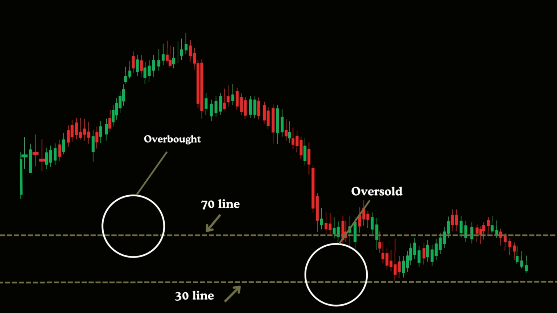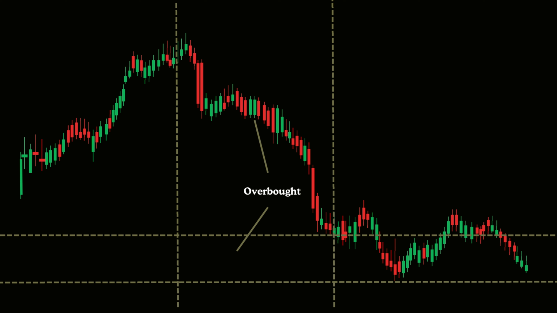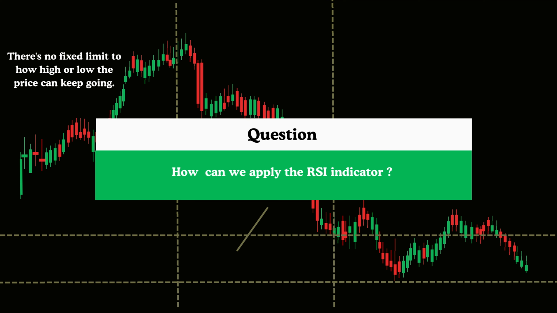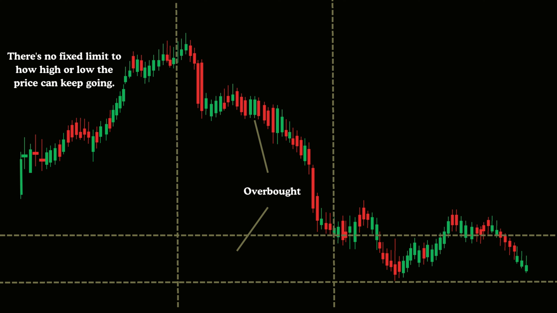Now, this is the standard way traditional traders interpret this tool. The issue with this idea is that price can remain in overbought or oversold zones for extended periods. This occurs because there's no set boundary for how far price can continue moving, and if you execute trades purely on the basis of hitting overbought or oversold levels, you'll probably face multiple losing positions. So how can we apply the RSI indicator? One powerful method is spotting divergence between price action and the RSI itself, which may indicate possible trend reversals.